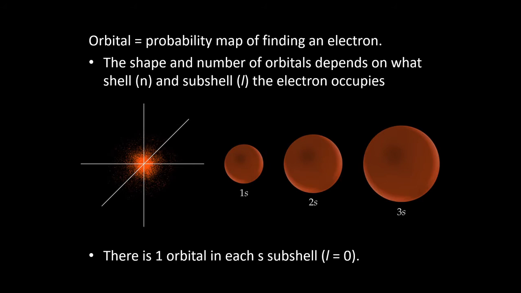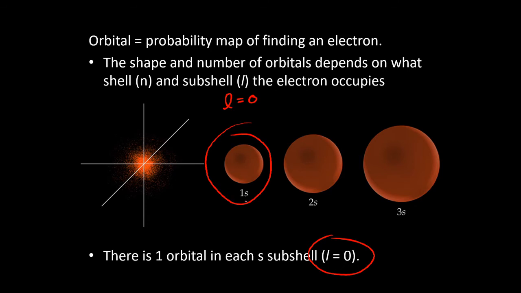Now those subshells that we were looking at, so L equal to 0, L equal to 1, L equal to 2, those actually determine the shape of the orbital. So if you have a subshell where L is equal to 0, which is what we have here, those are going to look like a sphere. They're just going to be a sphere in 3D space.